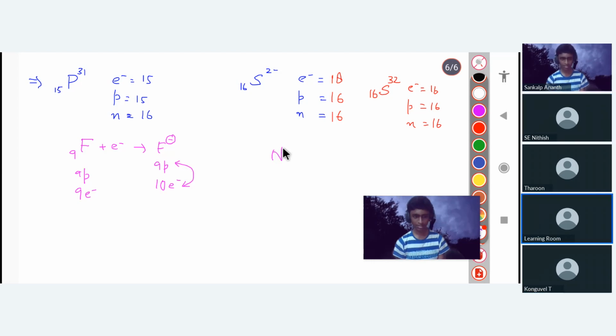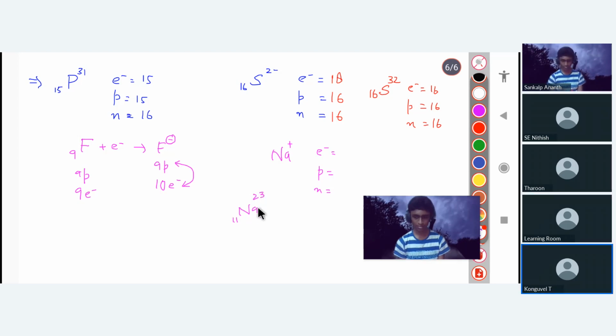Okay, can you tell me how many electrons, protons, and neutrons are in this Na positive? Um, so there is sodium, it has atomic number 11 and mass is 23.